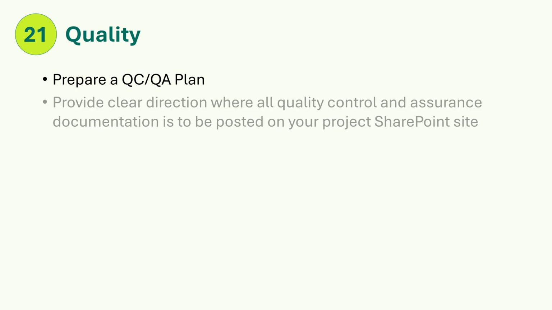Step 21. Quality. Determine the appropriate level of quality control and quality assurance (QC/QA) for the project. Prepare a QC/QA plan. See the WSDOT PM Guide website for a template. Make sure you have clear direction where all quality control and assurance documentation is to be posted on your project SharePoint site. You must retain all the quality documentation from every discipline, including consultants and contractors.